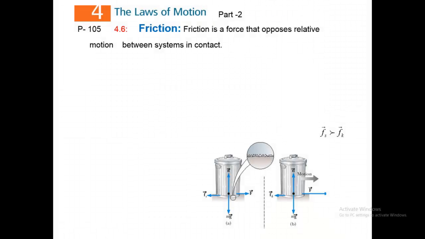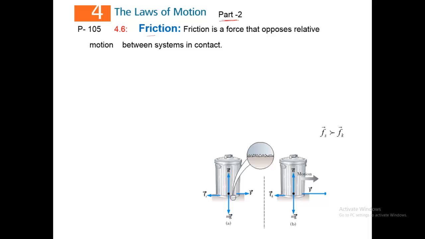Yes, welcome back to the second part of chapter number 4. We finished before this up to example 4.8. The next topic is force of friction.